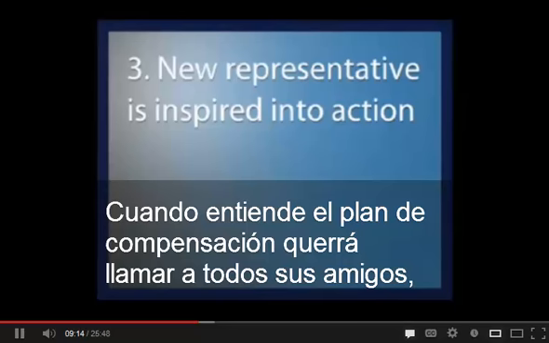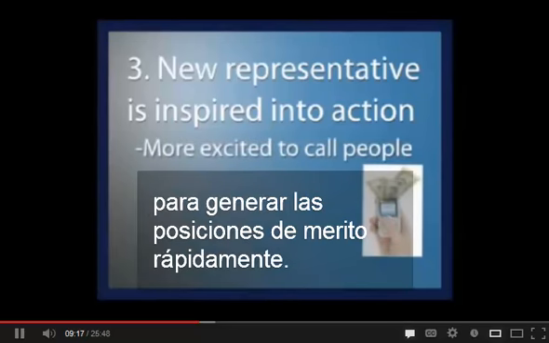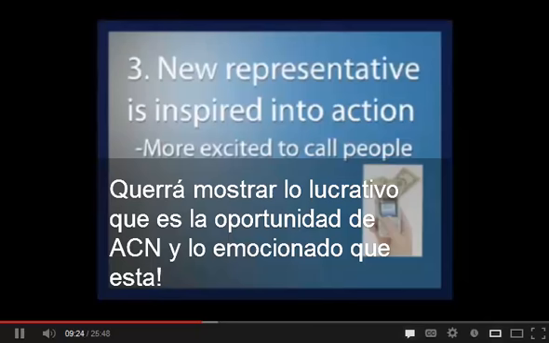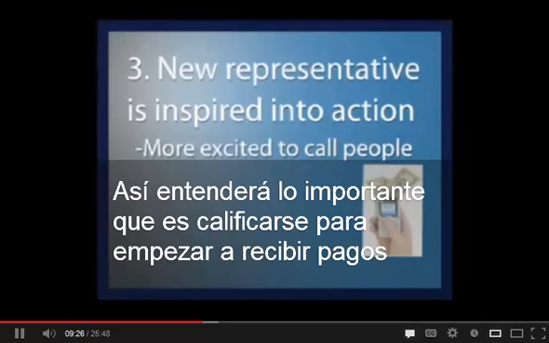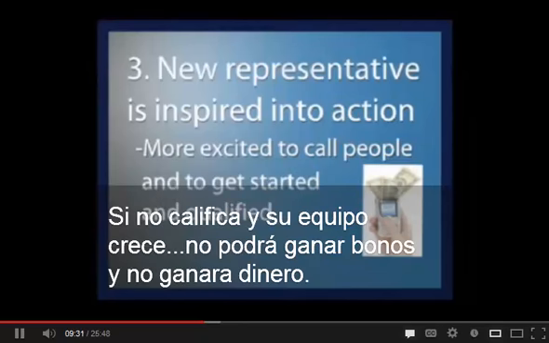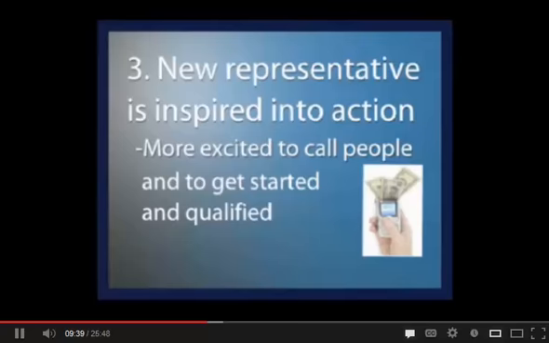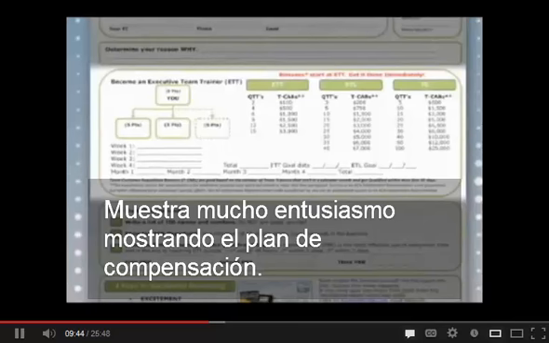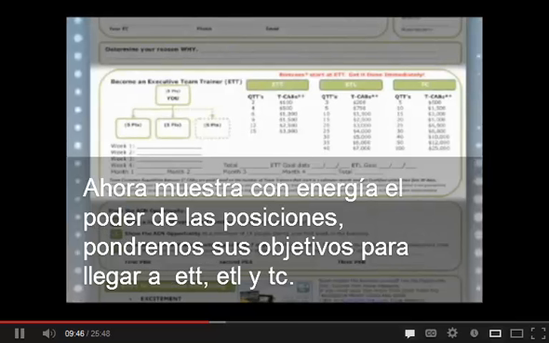Number three, the new representatives will be inspired into action. When you've explained the compensation plan powerfully, they'll be more excited to call people, to call their warm market, to call their friends, to call their family, to show them how lucrative the ACN opportunity is, and to show how excited they are of having joined the business. They're going to be very excited to get started and get qualified, because now they realize if they are not qualified and people come and join their business, they will not get paid. They will not earn the bonuses, and they will not make money. So getting the new representative excited about the compensation plan now sets a strong foundation for the rest of the launch and puts them powerfully into action.